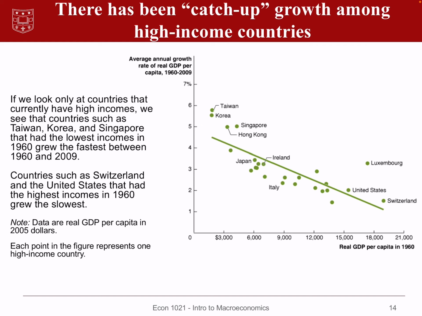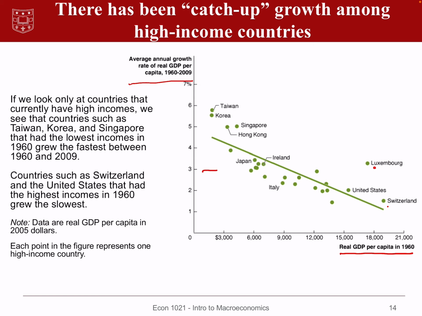So, in particular, here we have real GDP per capita in 1960, and then we look at their subsequent roughly 40-ish, 50 years of growth from 1960 to 2009. And in 1950, the United States and Switzerland and Luxembourg were relatively rich countries in terms of GDP per capita, and they had relatively slower growth rates in GDP per capita.